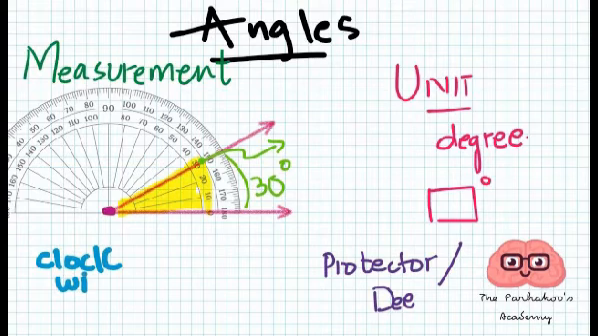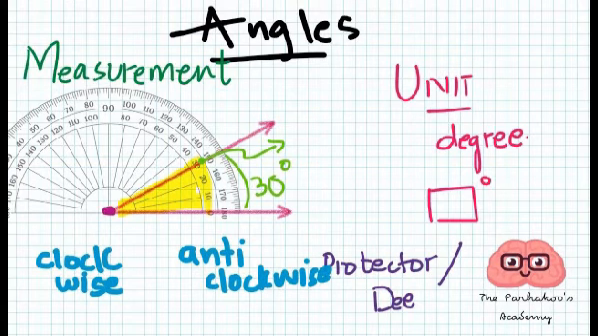Angles can be measured clockwise and anti-clockwise. This angle starts from 0 and goes like this. So this is anti-clockwise.